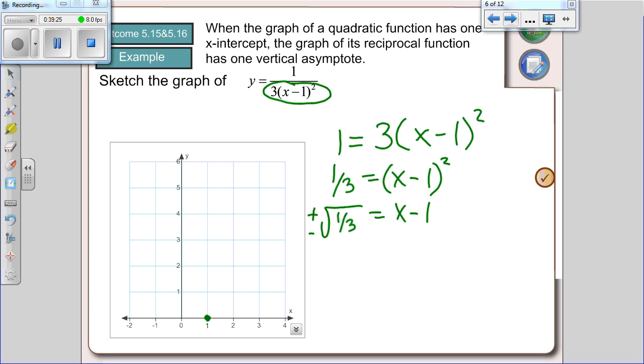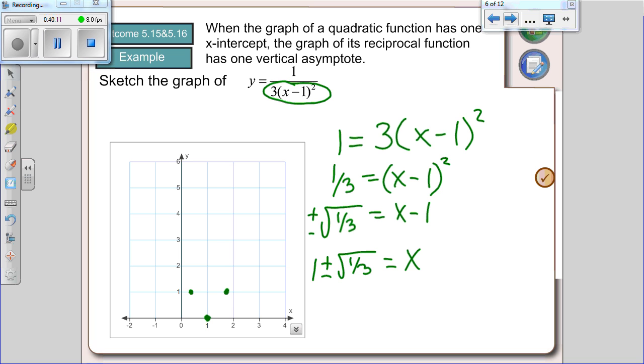We then add 1 to both sides. So it's 1 plus or minus the root of 1/3 is equal to x. That gives me 2 points. If you punch that in your calculator, 1 plus that, you would get just about 1.6. If you did 1 minus that root, you'd have somewhere close to 0.4. So I now have 3 points. I have a vertex, which also happens to be an x-intercept. And I have two other points on the graph, which are invariant points.